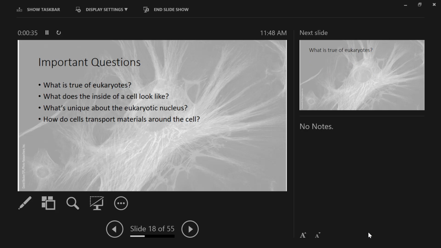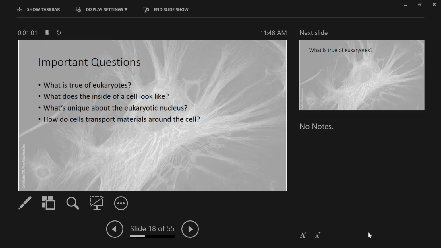All right. So our next set of questions that we need to deal with. What seems to be true of all eukaryotes? Okay, so we know eukaryotic cells have a nucleus. That's not true of prokaryotes. But what other things do eukaryotic cells always have, or at least usually have? What does the inside of a cell look like? What's unique about the eukaryotic nucleus? And how do cells transport materials around the cells?